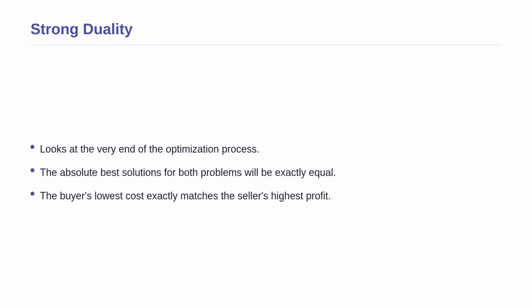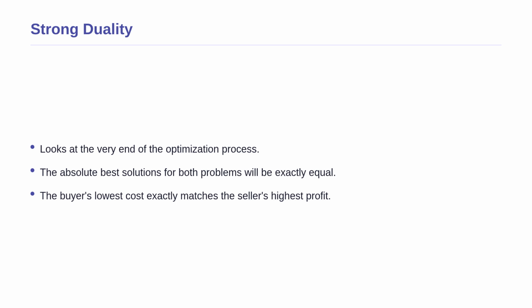This brings us to the second theorem, strong duality, which looks at the very end of the optimization process. While weak duality applies to any random valid solutions, strong duality says that when you find the absolute best optimal solution for both problems, their final values will be exactly equal. Strong duality guarantees that at the finish line, the buyer's lowest cost exactly matches the seller's highest profit.